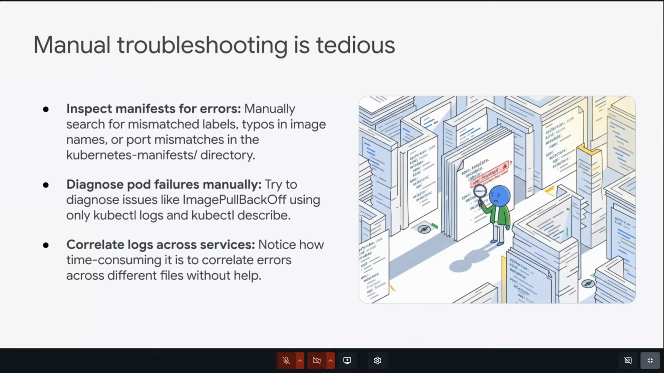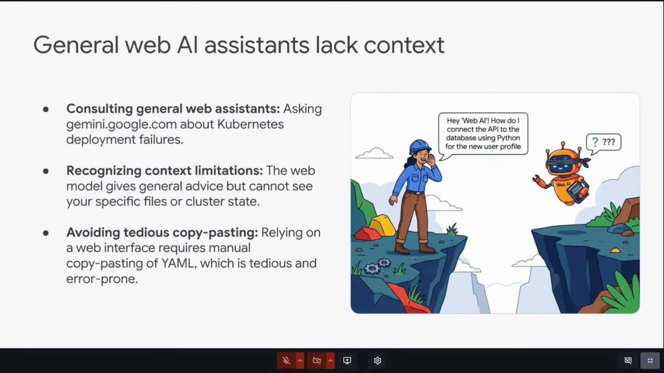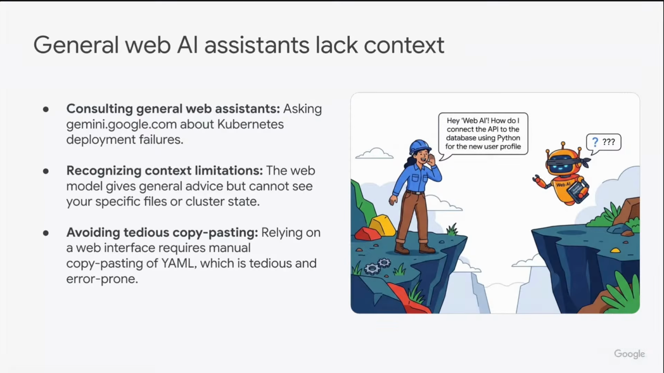So how can we make this more efficient, faster, and easier and less tedious? A couple of years ago, general web AI assistants started taking over. There have been a lot of AI tools, for example Gemini Web, that allowed you to ask all sorts of questions and get answers. That's great, but the first problem you encounter with these tools is that they lack context.